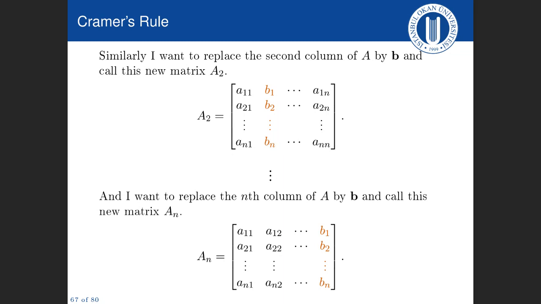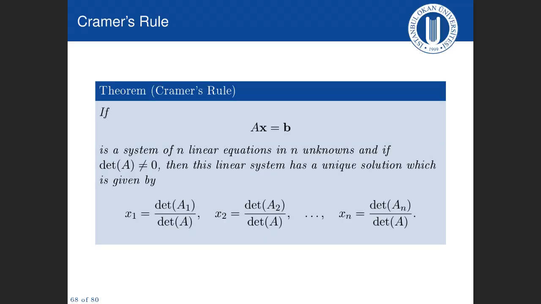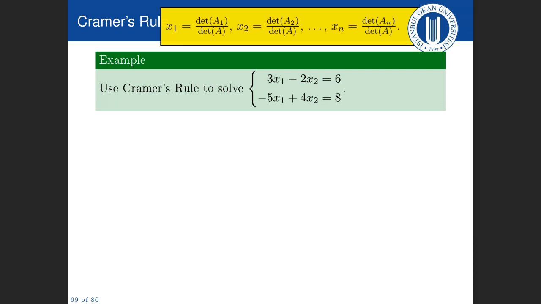Now let's talk about Cramer's rule. Cramer's rule says if AX equal to B is a system of n linear equations in n unknowns, so same number of equations as variables, and if the determinant of A is not equal to 0, then this linear system has a unique solution, which is given by these formulae. x1 is the determinant of A1 divided by the determinant of A. x2 is the determinant of A2 divided by the determinant of A, and so on. Let's write these formulae in a yellow box.